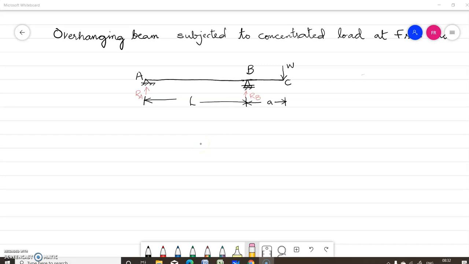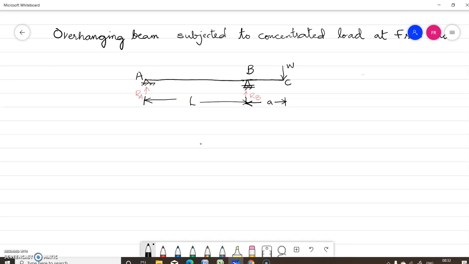Students, now we'll study about overhanging beam subjected to concentrated load at the free end. So this is an overhanging beam. A beam which protrudes beyond support is known as an overhanging beam. So this portion A is protruding beyond the support B. So this is known as an overhanging beam.